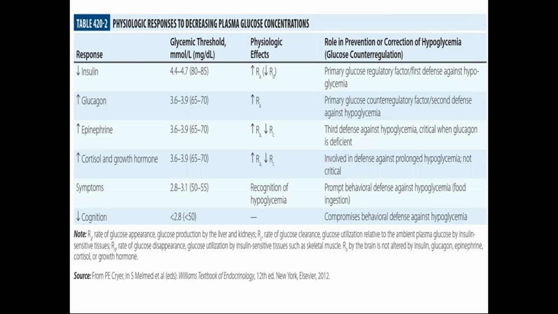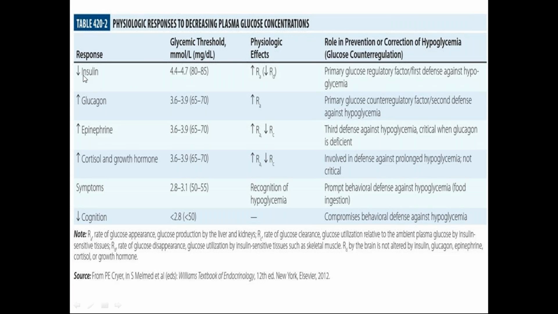So what's the physiological response? What happens first when the glucose levels decrease? When the body detects that the glucose levels are decreasing, like at the level of 80 to 50, like in here, this is the glycemic threshold. The glycemic threshold is the value at which there is a response to decreased glucose levels. That threshold is 80 to 85 for the action of decreased insulin production.